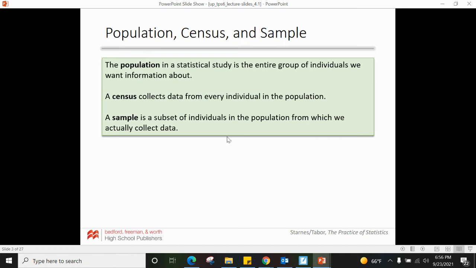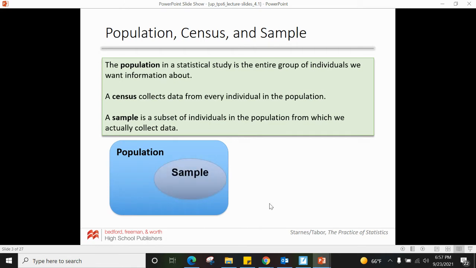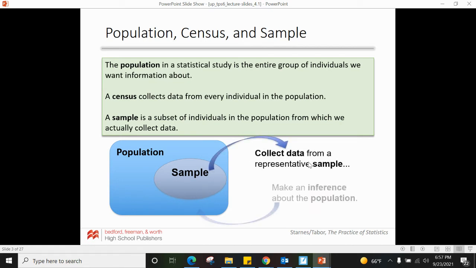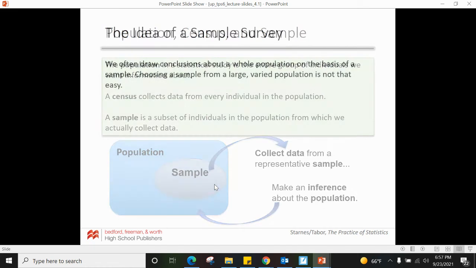And then a sample would potentially be using our first period or second period stats class, and then using that data to talk about everybody else. So that's the difference between census and a sample. Here's a nice little visual. Population is a full group. A sample is a subset or a portion of that group. We take the sample, collect data from them, and then we use that data to make an inference about the population.